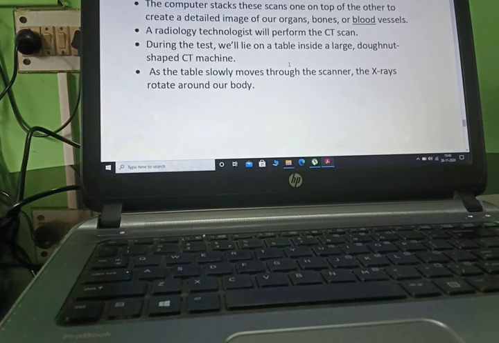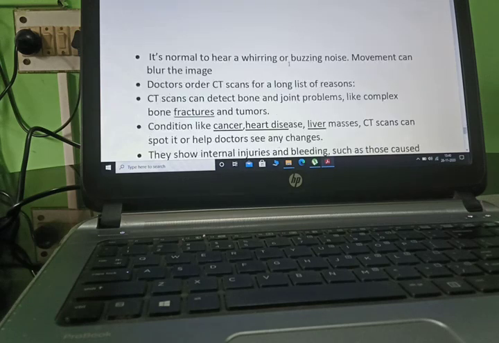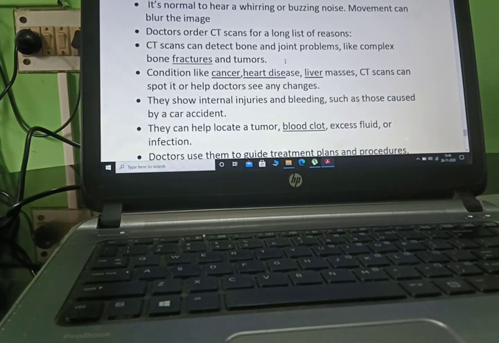During this test, we will lie on the table inside a large doughnut-shaped CT scan machine. As the table slowly moves through the scanner, the X-rays rotate around our body. It's normal to hear a whirring or buzzing noise. Movement can blur the image.